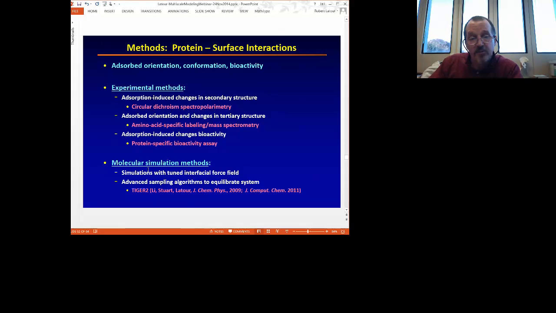So for our simulation, we have our tuned interfacial force field, and we are applying our Tiger 2 advanced sampling algorithm to let us equilibrate the protein on the surface, because it's no good just doing conventional molecular dynamics. You'll just represent the behavior of one protein, and we need to represent the behavior of a multitude of proteins as an equilibrated system of structures on our surface.